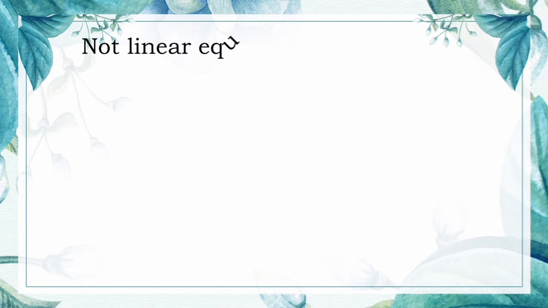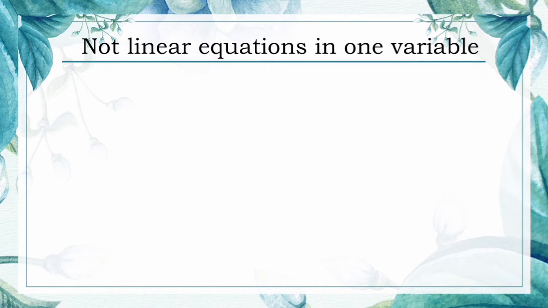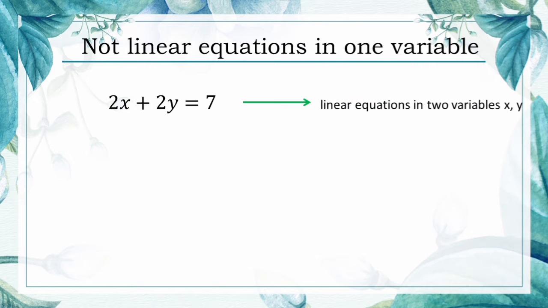Next, not linear equation in one variable. Example number 1, 2 times x plus 2 times y equal to 7. This expression is not a linear equation in one variable, but a linear equation in two variables, x, y.